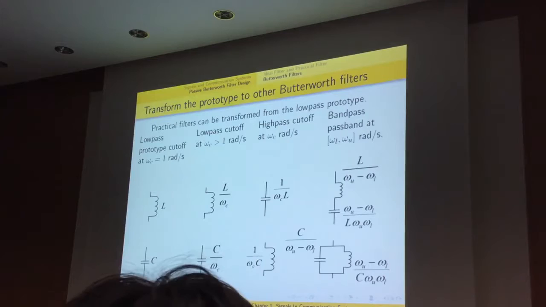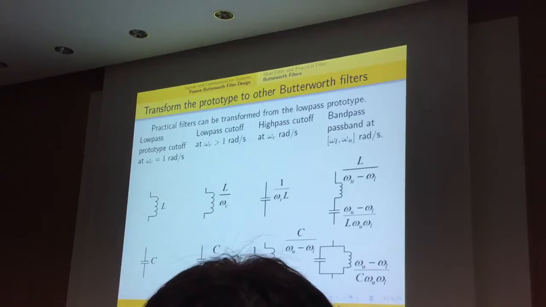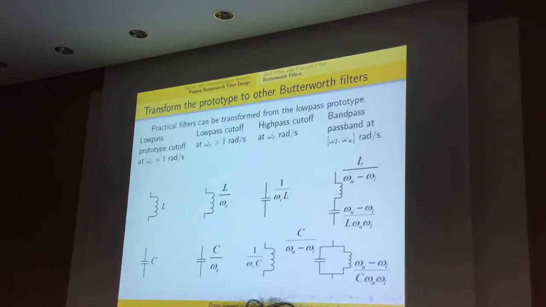If originally in the low pass prototype it is an inductor, then this time for a high pass, we need to change the original inductor to a capacitor, and its parameter is modified like this. Compared with this one, they're different, right? Why? Because this is a low pass and this is a high pass. Similarly, if originally it's a capacitor in the low pass prototype, now we need to change it to an inductor with this value. Again, omega C is the cutoff frequency in radians per second. So this is different.